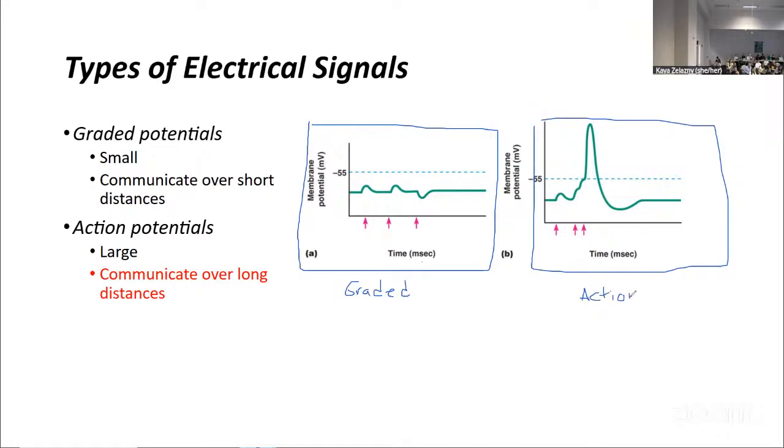So you can see what we're tracking in both of these graphs are changes to our membrane potential, right? So changes over time to that charge in the cell. And we can see that our graded potential has some small little lumps, some small dips, nothing really big.